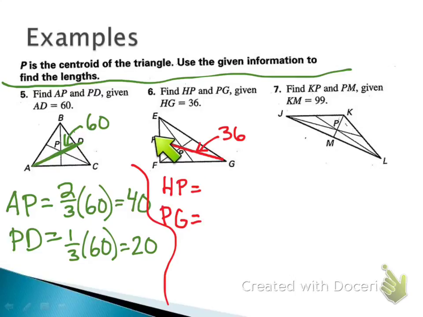Alright, so how do I find the shorter one? One-third or 2/3? The shorter one is 1/3. So 1/3 times the whole thing will give you the shorter one. 2/3 times the whole thing will give you the longer one. And then they should add together to give you 36 if you want to check your work. So it's the shorter guy.